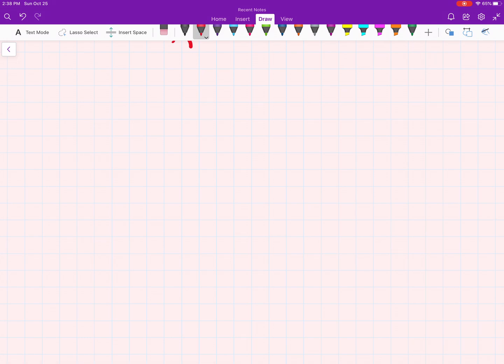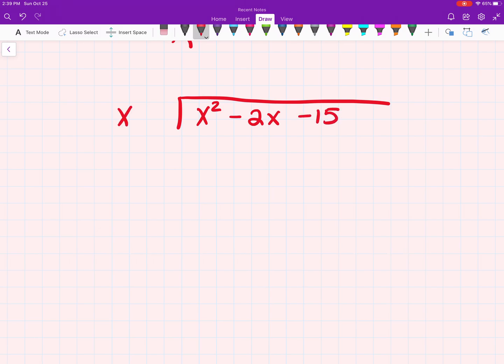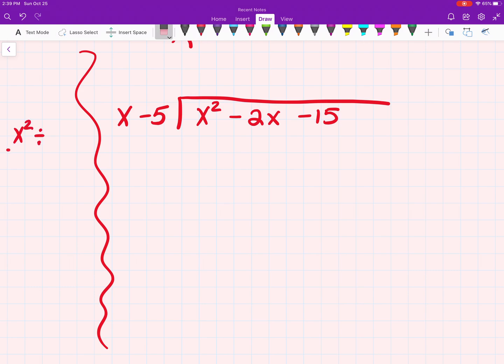Okay? Number 1, inside our little divisor house is x squared minus 2x minus 15. On the outside, we have x minus 5. Okay, I'm going to put my thinking over here. So the first thing I got to figure out is I need to divide x into x squared. So x squared divided by x, well, I can rewrite this. This is just my thinking over here. You don't have to write this. Divided by x is really just an x, right? So I'm going to put an x up here.